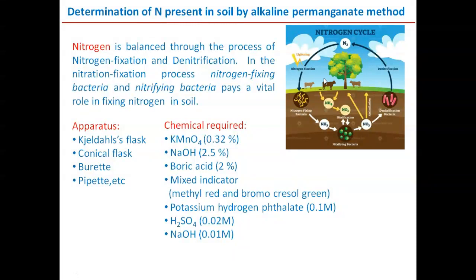So in the nitrogen fixation process, nitrogen fixing bacteria, you can see in this figure, this is a nitrogen fixing bacteria which fixes the nitrogen as ammonia, and then nitrifying bacteria converts this ammonia into oxides of nitrogen. So this plays a very vital role in fixing nitrogen in the soil. So this nitrogen is really essential for the normal growth of any of the plants or any of the crops.